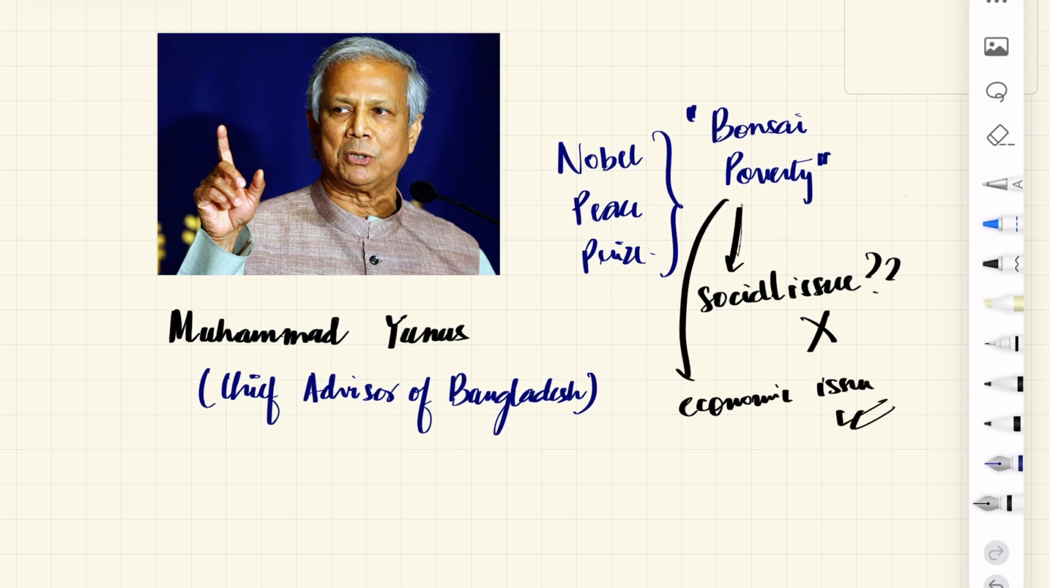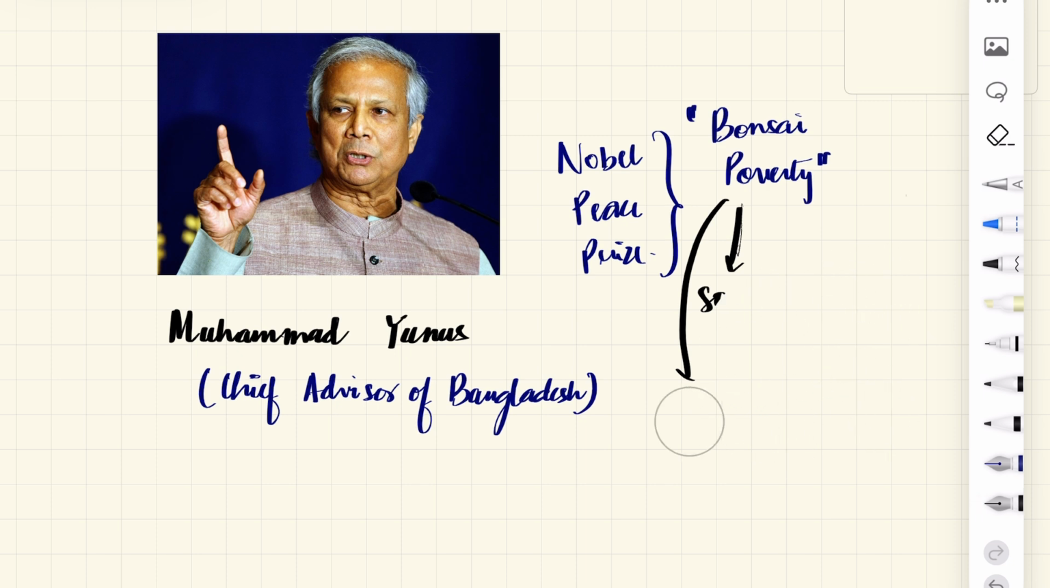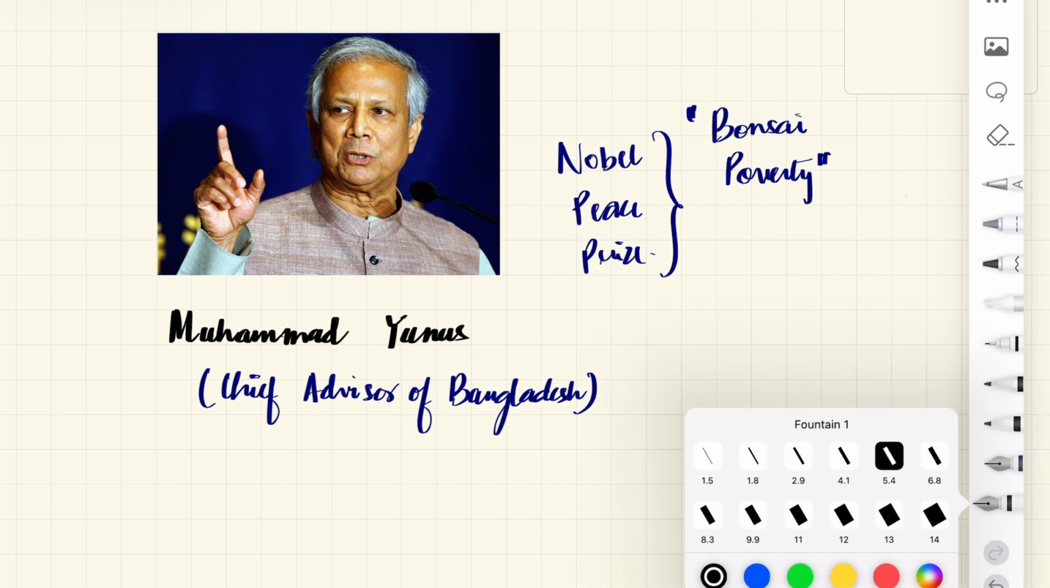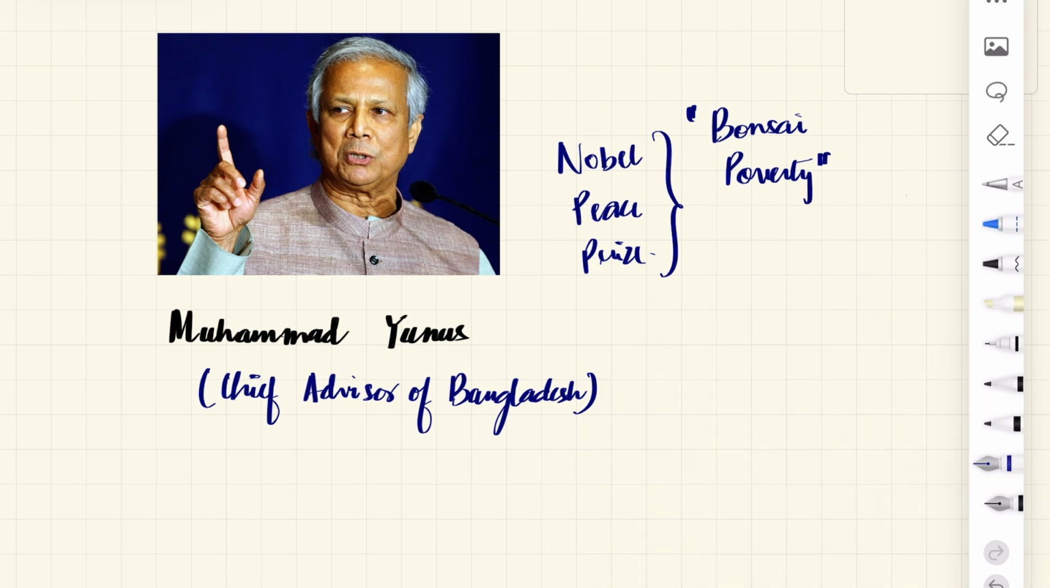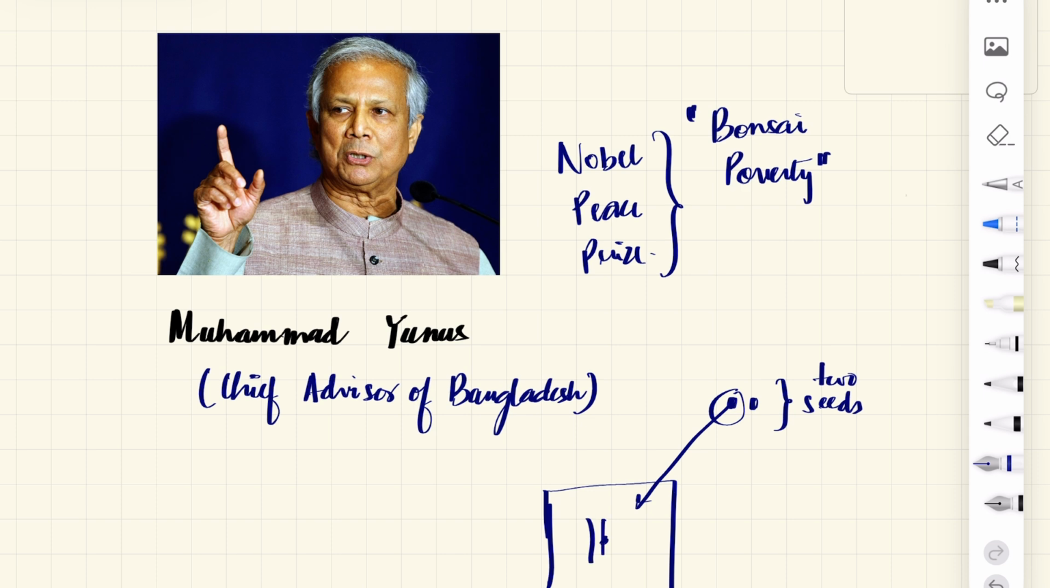People see economic issues. But he explained that this is not because of the economic issues, it's because of the social issues. How did he explain that poverty is because of the social issues? For example, if I take a seed, okay, 2 seeds. I'll bring these 2 seeds to a big land. I'll pick up only one seed and plant it here. One day it'll be growing, right?